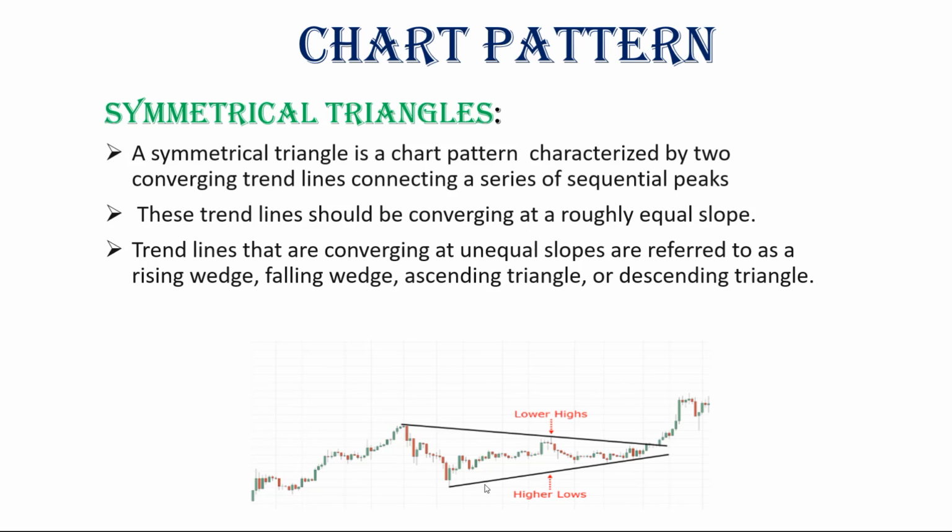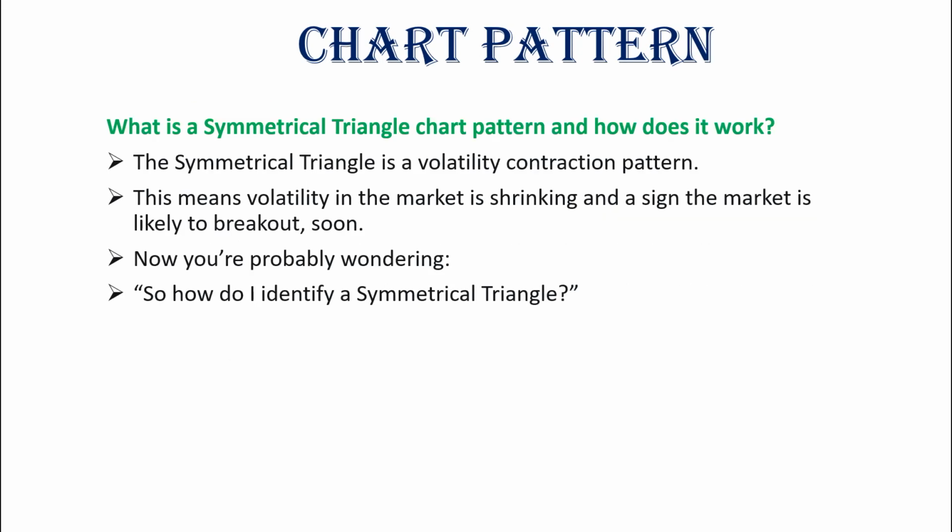These trend lines should be converging at a roughly equal slope. Trend lines that are converging at unequal slopes are referred to as rising wedge, falling wedge, ascending triangle, or descending triangle. So, what is a symmetrical triangle chart pattern and how does it work? We need to know that in detail before entering into the trade. So, how is that pattern formed?